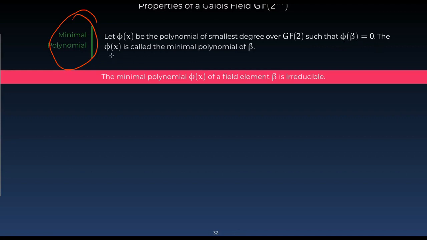Okay, so phi x is called a minimum polynomial of this element beta if it is the lowest degree polynomial for which beta is a root. Is that clear? And the theorem here is that the minimum polynomial phi x of a field element beta is irreducible, and it's also very easy to prove. One can simply say, let's assume that phi x is reducible, then phi of x can be written as phi 1 of x times phi 2 of x, right?